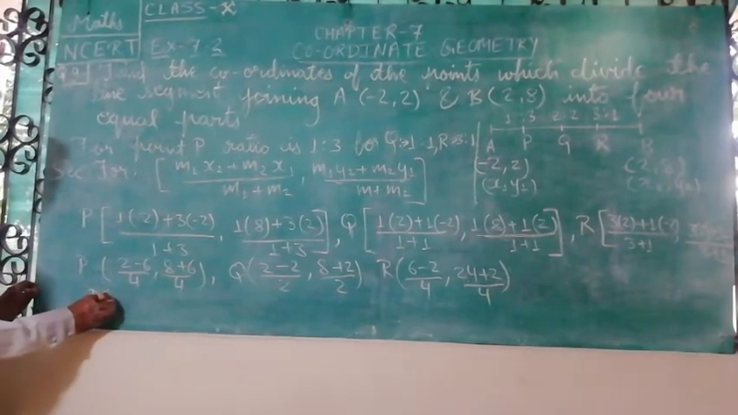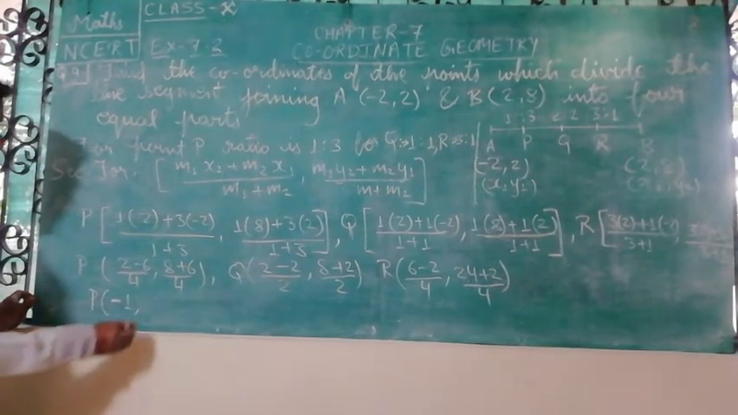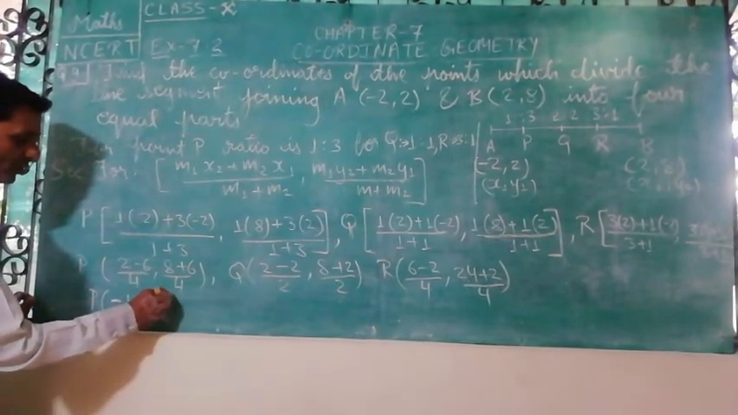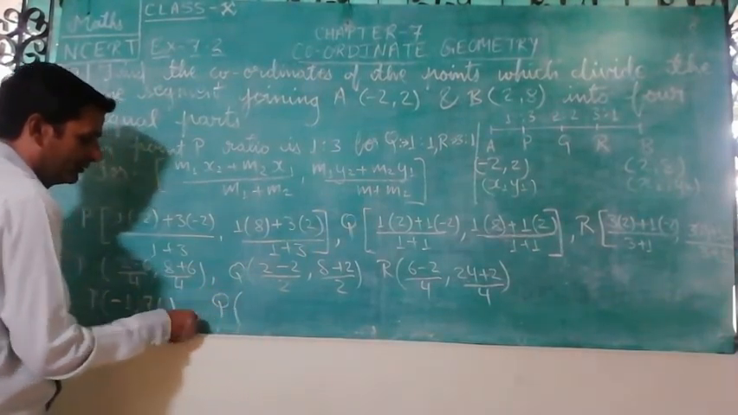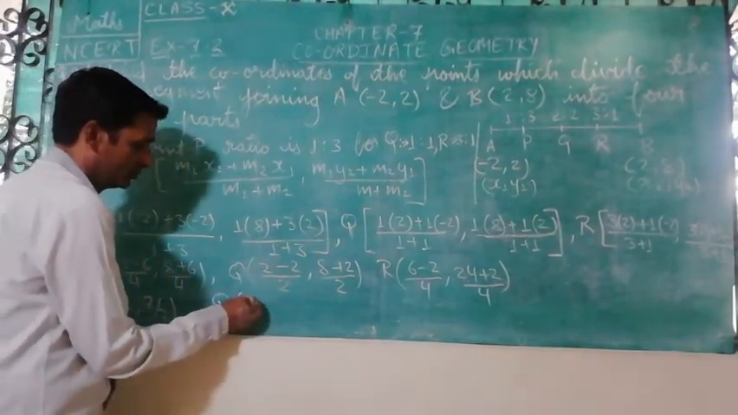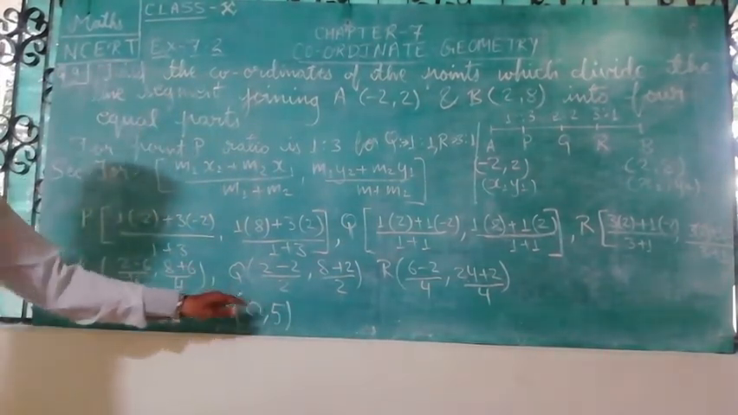So what we will get finally, the coordinates of P will be 2 minus 6, that is minus 4 upon 4. I can write it directly minus 1. And 8 plus 6 is 14, 14 upon 4 is 7 upon 2. So minus 1 comma 7 upon 2. Coordinates of Q will be 0 comma 5. 2 minus 2 is 0, 0 upon 2 is 0 only.